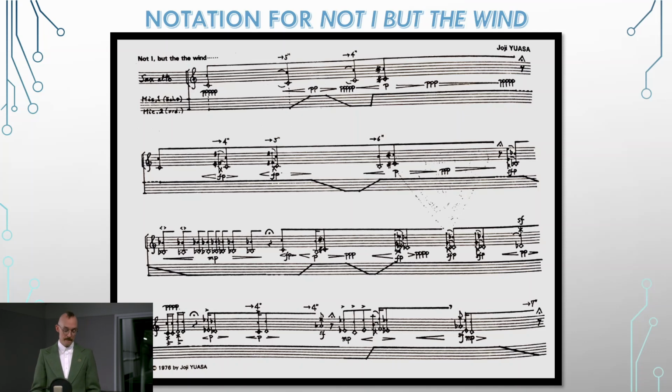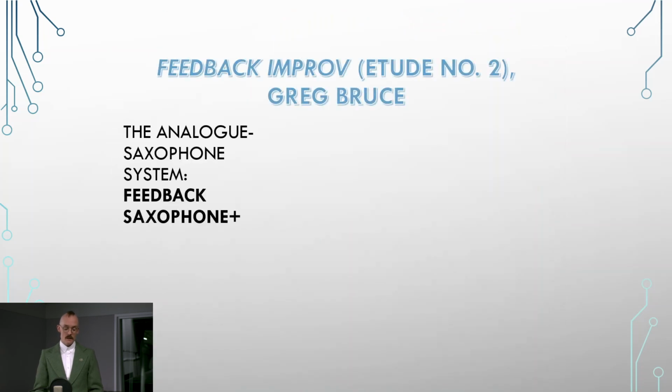So moving on. My third piece was an improv that I'm currently working on. And now this improv I have titled on the slide Etude number 2. The pieces I'm writing for feedback saxophone are intended to be an introduction to my iteration of this instrument. So they're really exploring, I guess, a limited range of musical ideas that are made available to the performer through this system.